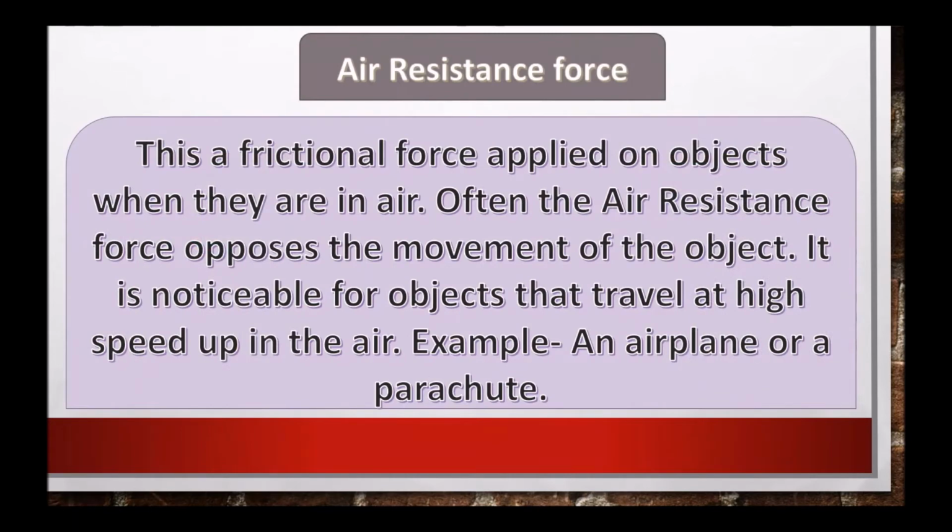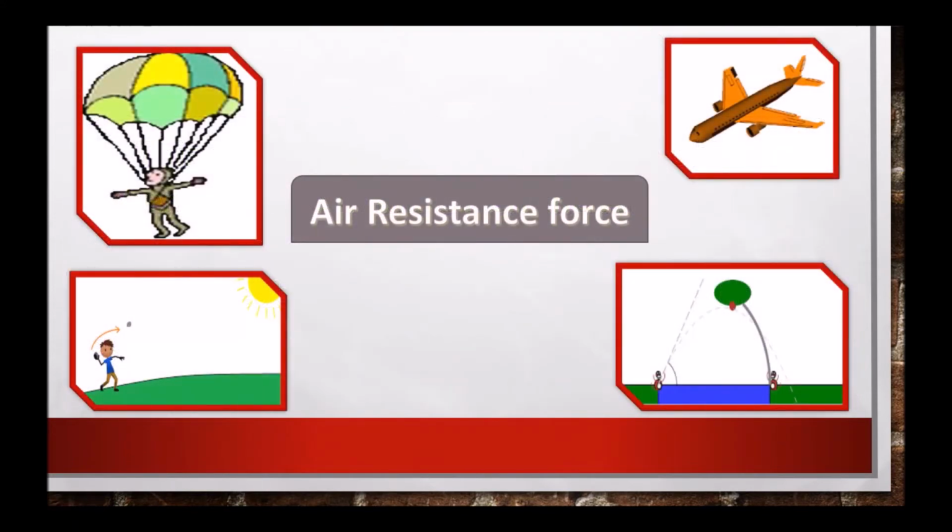Next is air resistance force. This is a frictional force applied on objects when they are in air. Often the air resistance force opposes the movement of the object. It is noticeable for objects that travel at a high speed up in the air. For example, an airplane or a parachute. These are some examples of air resistance force.